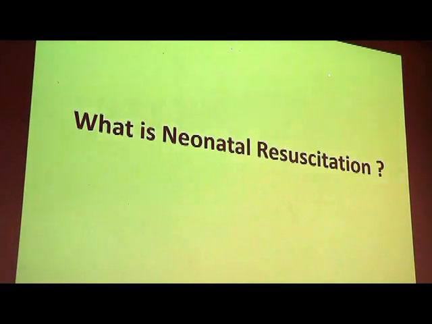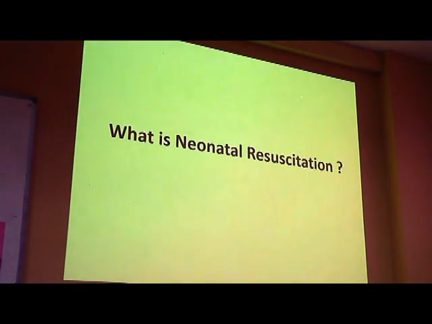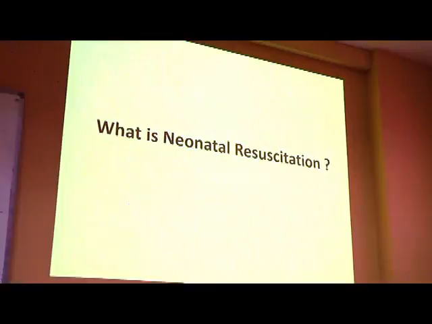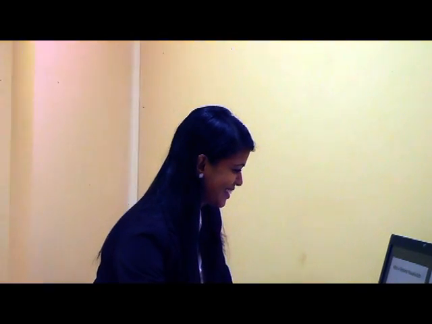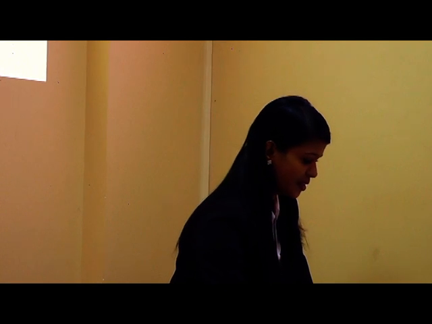Can anybody tell me what neonatal resuscitation is? As newly appointed nurses and midwives, I think you really know about it. It is an intervention to help breathing and heartbeat after delivery of the baby. Good. So neonatal resuscitation is an intervention after the baby is delivered to help heartbeat and breathing.